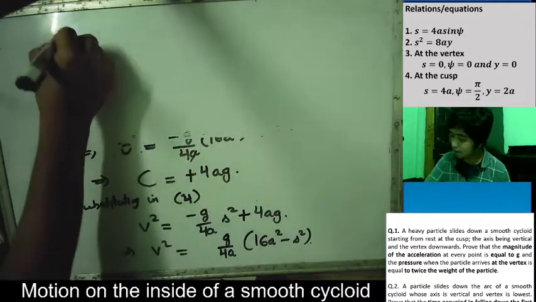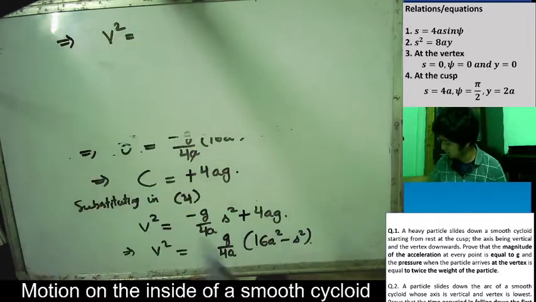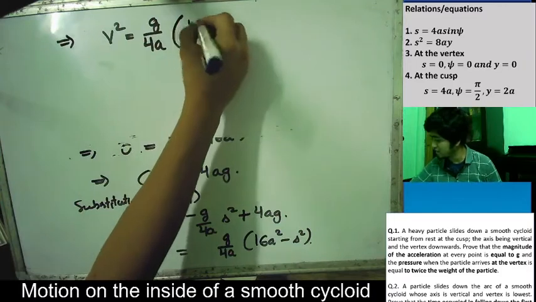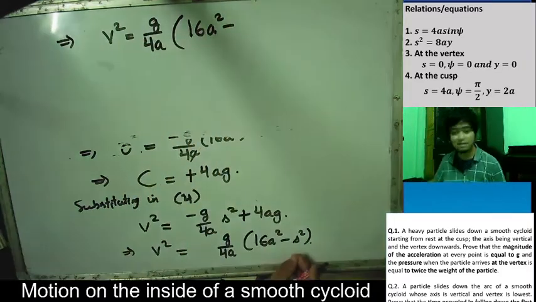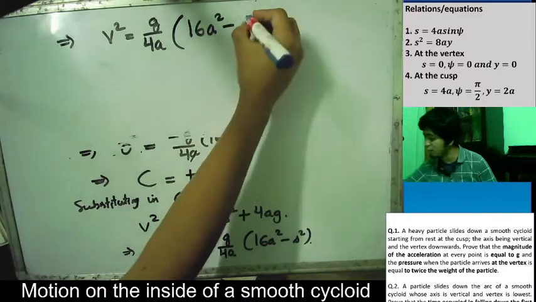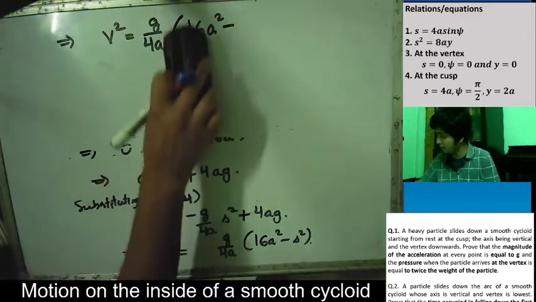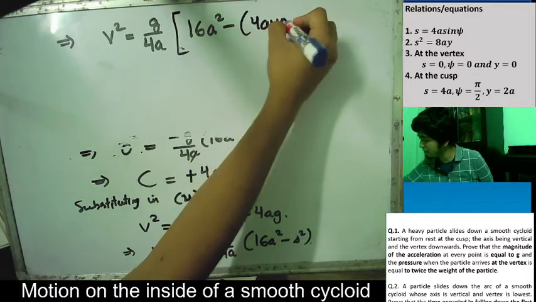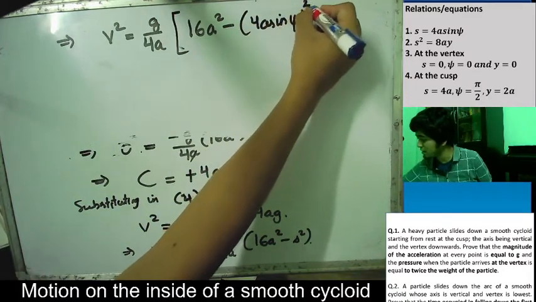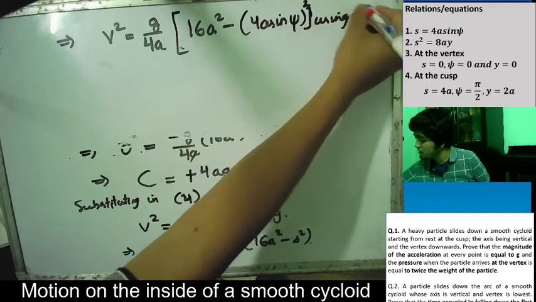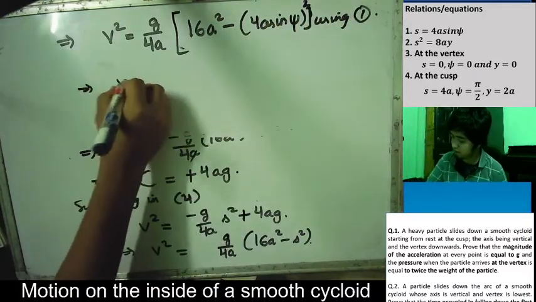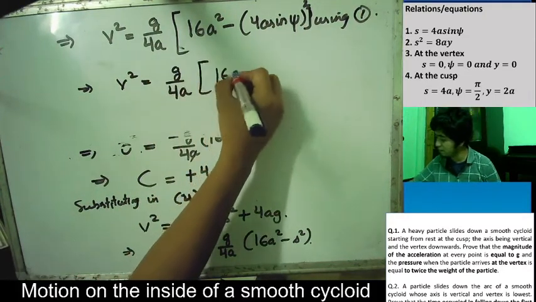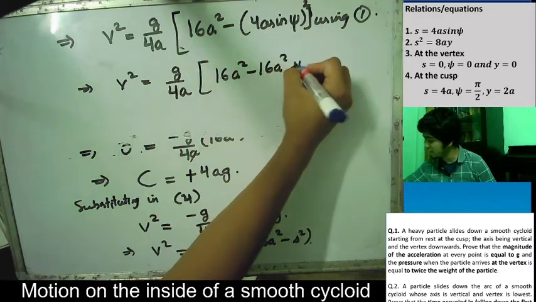Now we need v. v² will be g/4a times 16a², I'll write it as it is, minus s squared. If you remember from equation 1, s is 4a sin psi. I will write it step by step: 4a sin psi, whole thing squared, using 1. So v² will be (g/4a)(16a² - 16a² sin² psi).